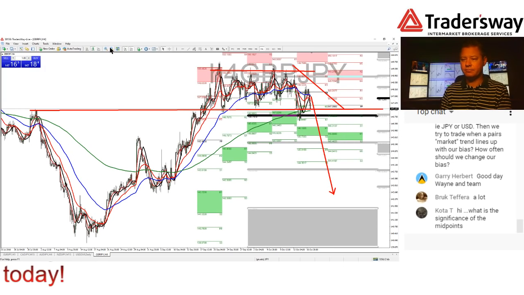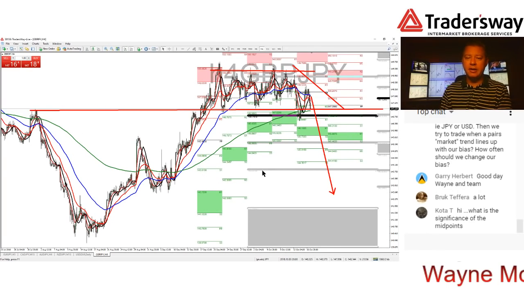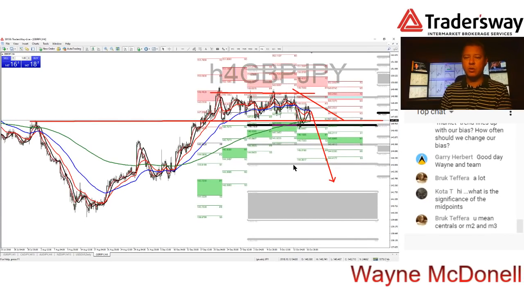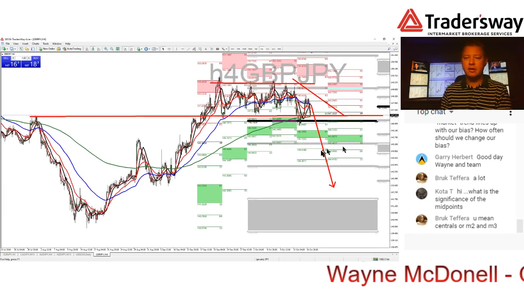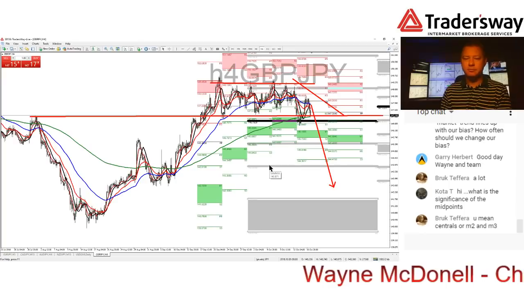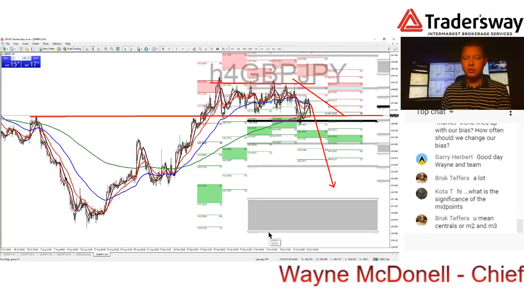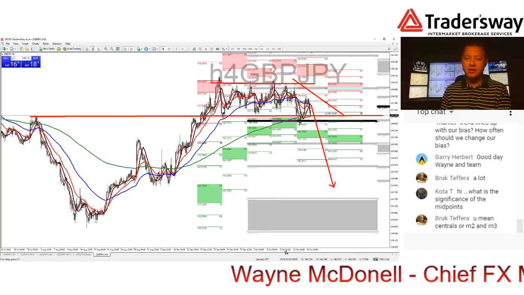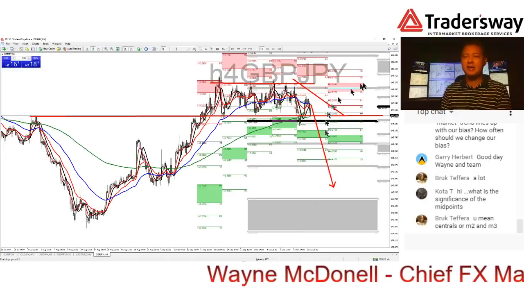Okay. What is the significance of the midpoints? You'll love this, Coda. They're in the middle. So let's do an example. This is S1. This is S2. That's the middle pivot, and it's equidistant from S1 and S2. That's it. They're the middle.